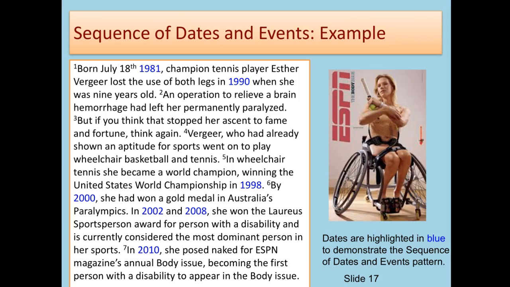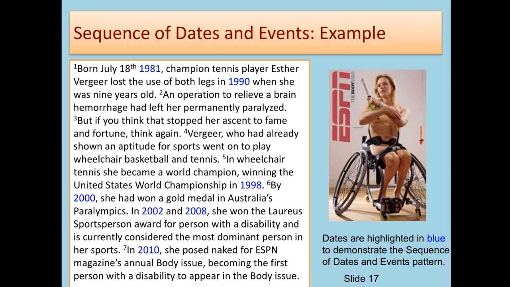Born on July 18, 1981, champion tennis player Esther Vergeer lost the use of both legs in 1990 when she was 9 years old. An operation to relieve a brain hemorrhage had left her permanently paralyzed. But if you think that stopped her ascent to fame and fortune, think again. Vergeer, who had already shown an aptitude for sports, went on to play wheelchair basketball and tennis.